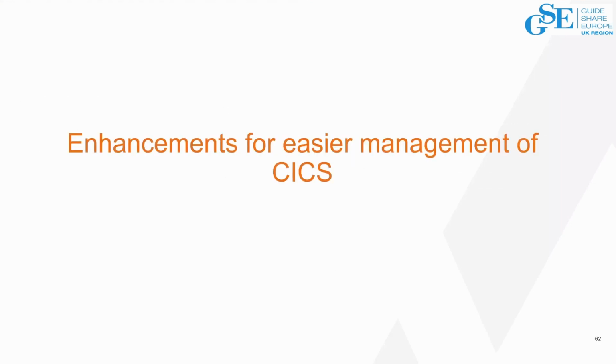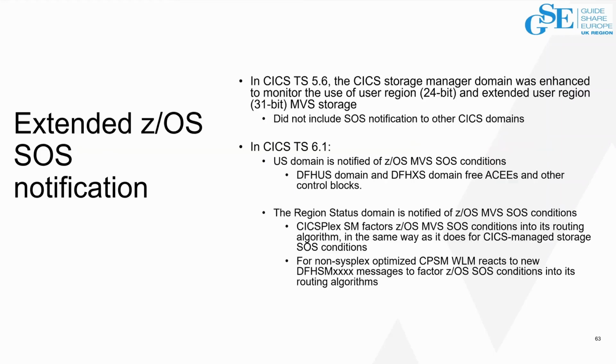And moving on again, finally, easier management of CICS. I told you I was going to be short on time with this one. So you're well aware that we've had short on storage capability for decades in terms of CICS managed storage. And in 5.6, we extended that so it managed z/OS storage. So this is storage outside of the DSAs, what used to be called OS core. And so we would monitor 24-bit and 31-bit storage. What we didn't have time to do in 5.6 was to put some capability in to notify other domains that might be interested if we're short on z/OS storage.